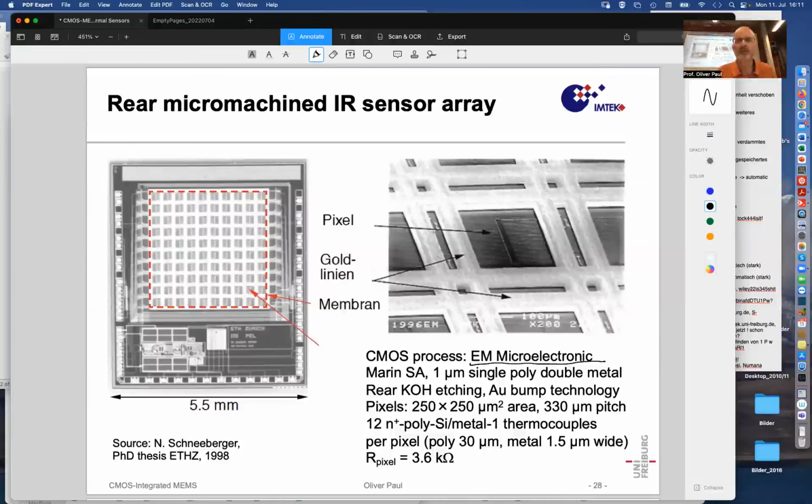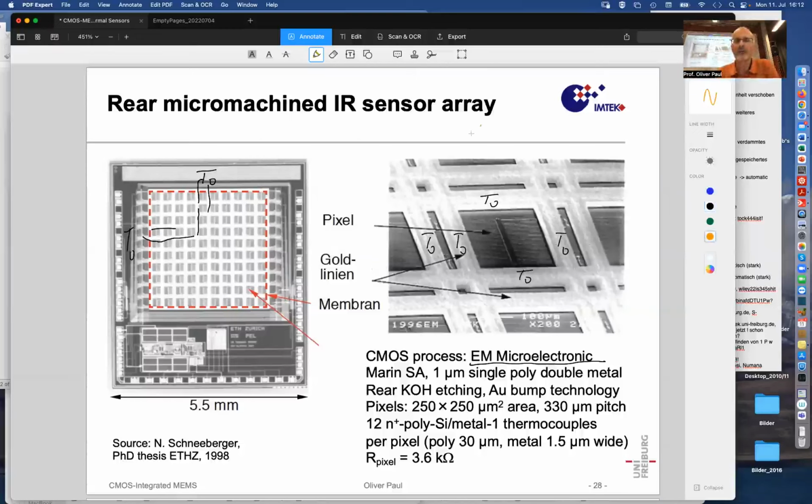And here the usefulness is given by the mechanical stability of the gold on one hand to stabilize the membrane, and on the other hand by the fact that it's a superbly thermally conducting material. So if the chip is at temperature T0, all along those gold lines we have temperature T0. So this is kind of the reference temperature. Every pixel is suspended on the square shape of gold lines, and so it has temperature T0 at its edges.